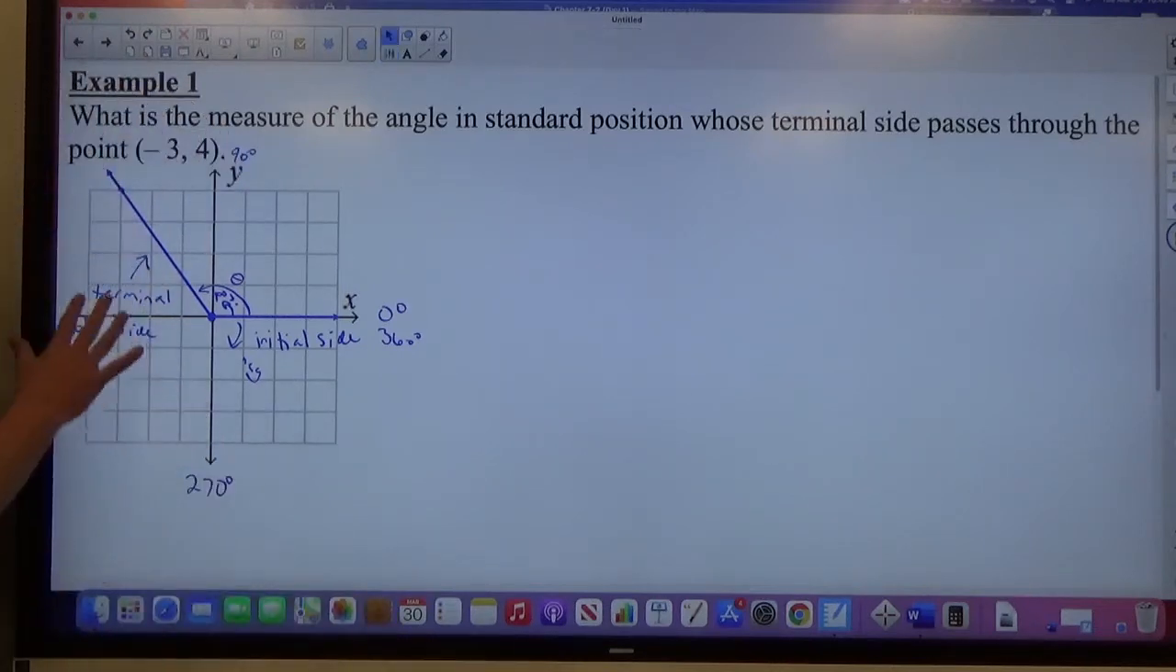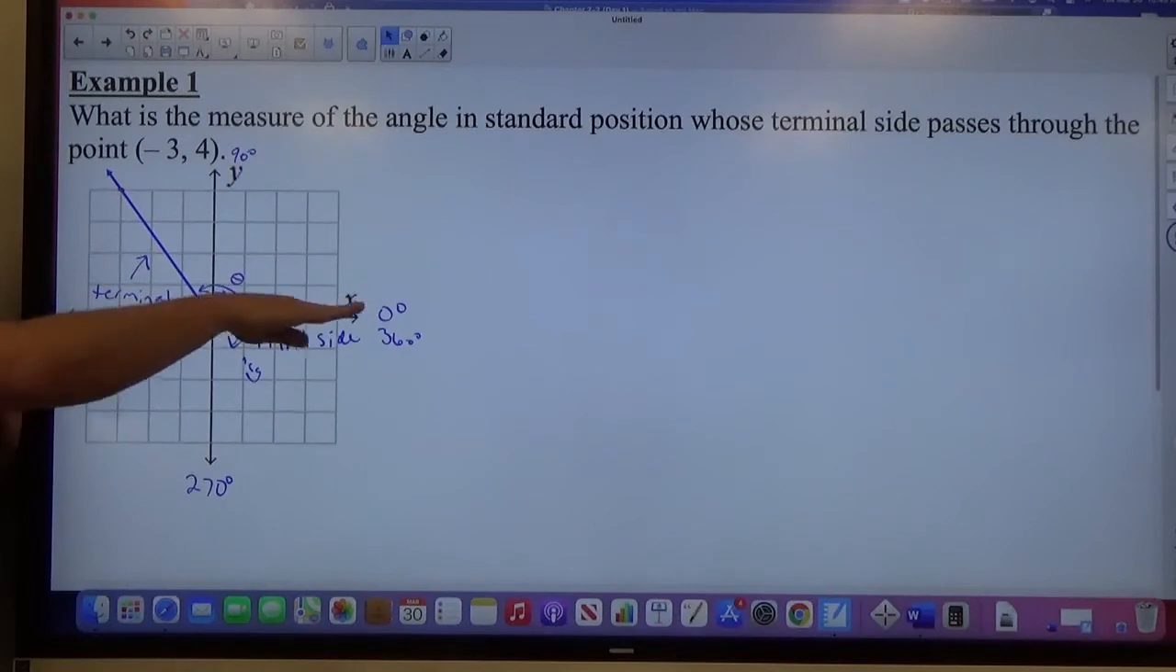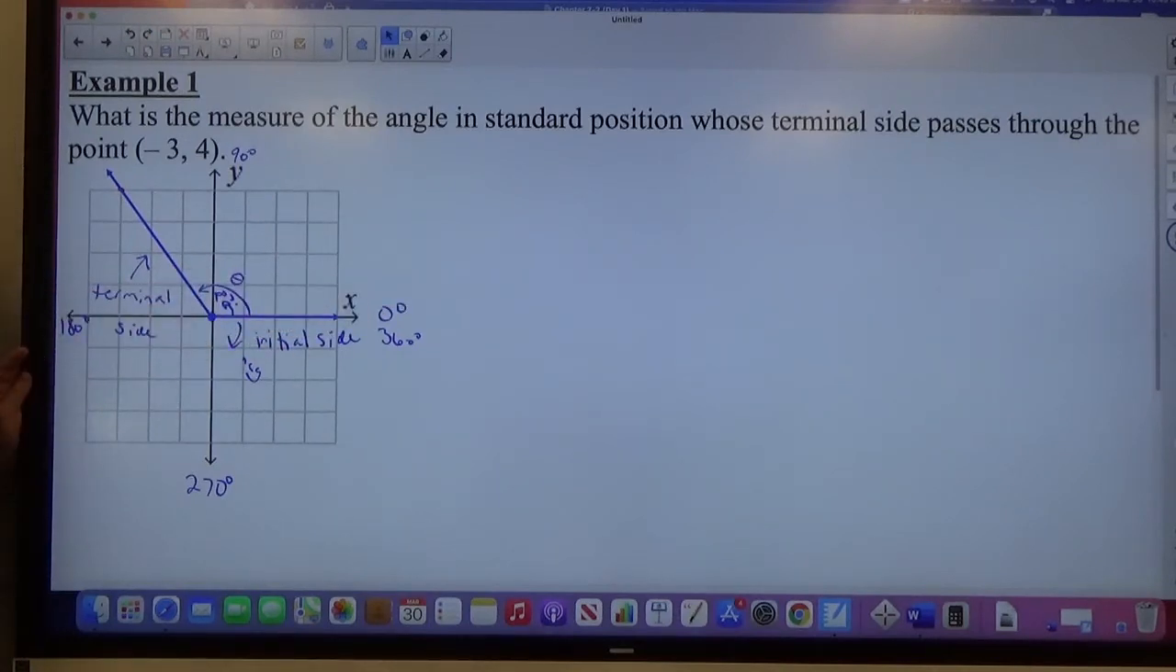Is everybody okay with all the words here? I'm about to erase them so I have room to work. Let me get all the words down. So again, this is the initial side. The initial side is always that. If it says standard position, that's always the initial side. The initial side never does anything but start there and go that way. And the terminal side is where it opens up to. That's where it ends, and it goes through this point. That's what it told me. So again, that's how I drew the picture, by the description of the problem.